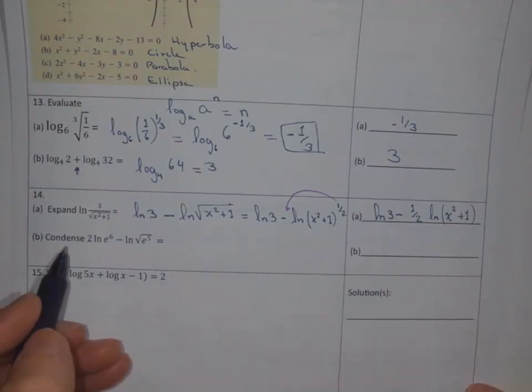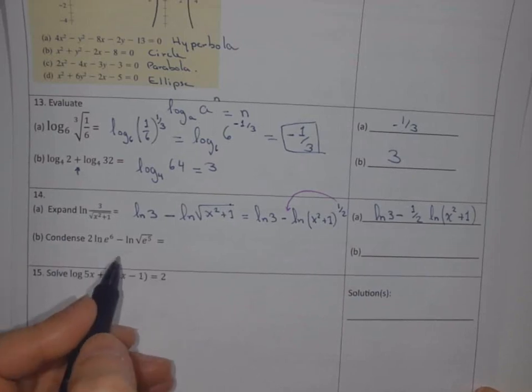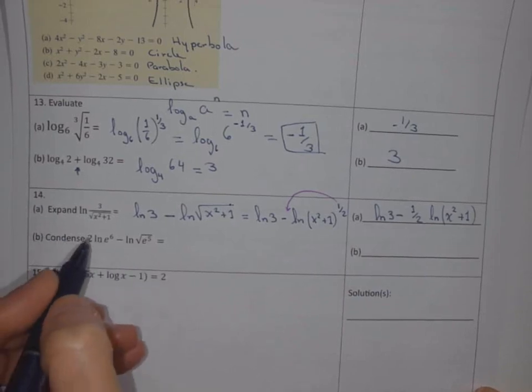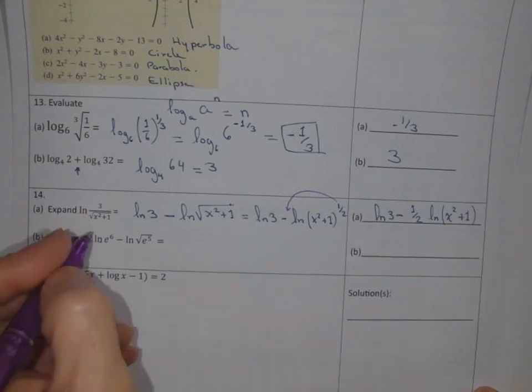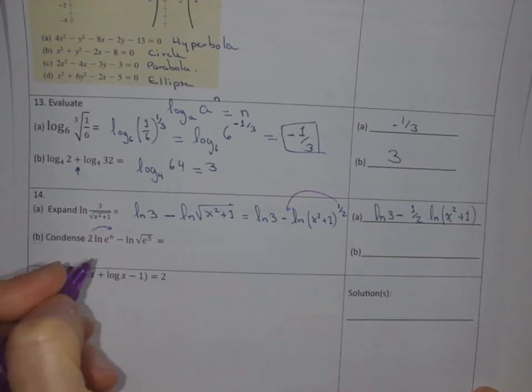Now we go the other way around. We're condensing. So we have two logs. We need to write them as one. I notice a little 2 in the front here, so I already know that I can bring that inside as an exponent.